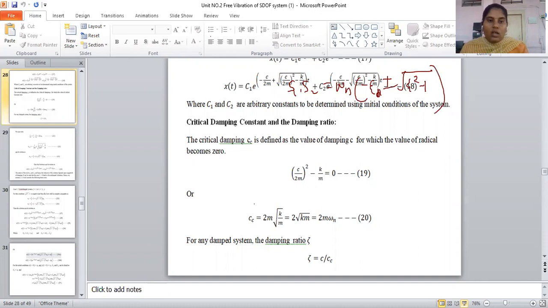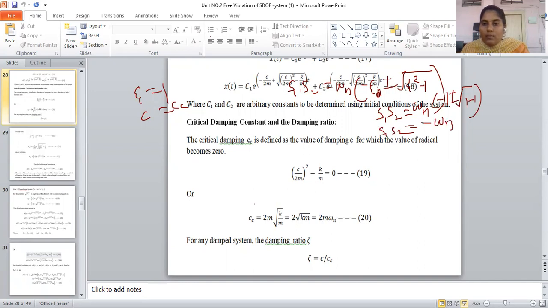For the critically damped system, zeta is equal to 1, already we know C is equal to Cc. So what is the value of S1, S2? Zeta will be equal to 1. That's why omega n into bracket minus 1 plus or minus root of 1 minus 1, which is equal to 0. So what remains is minus omega n. So S1 value is equal to minus omega n, and again S2 will be equal to minus omega n.